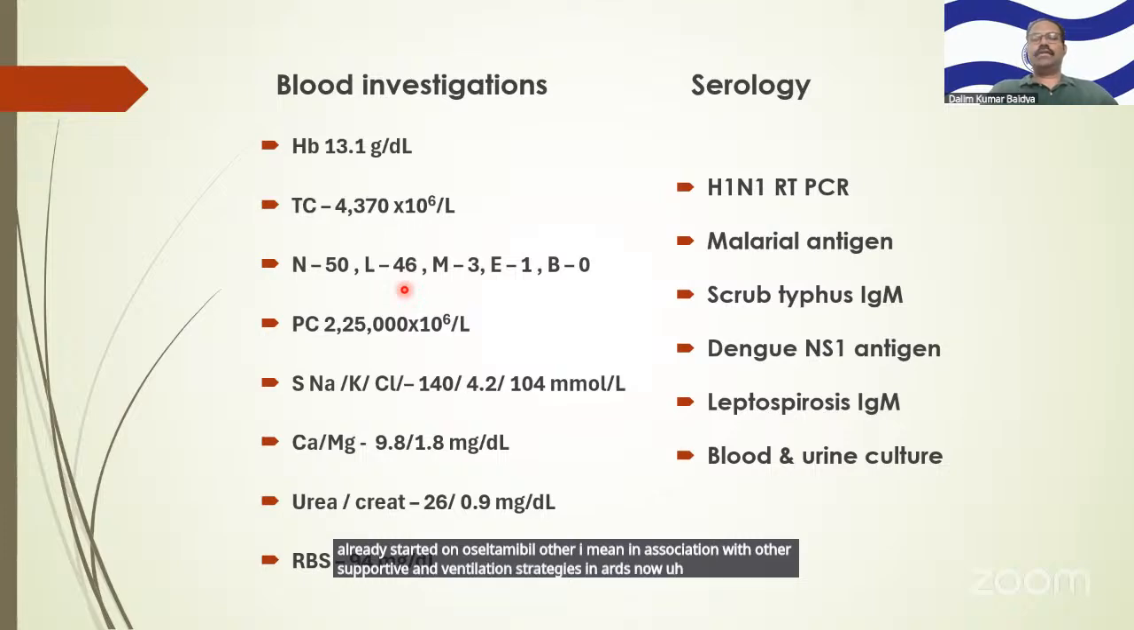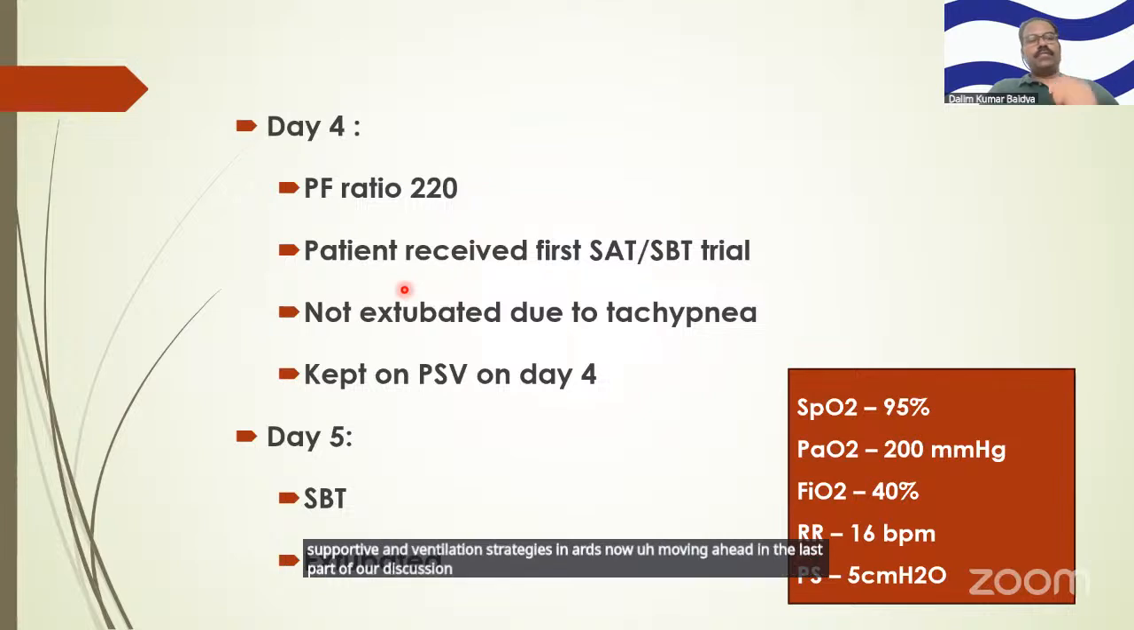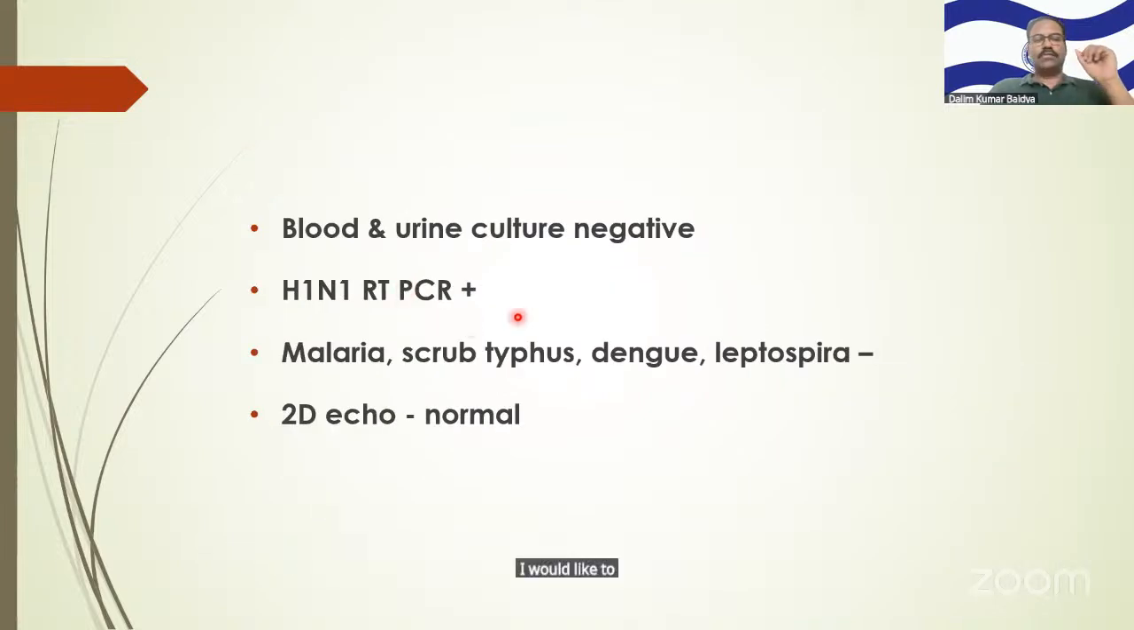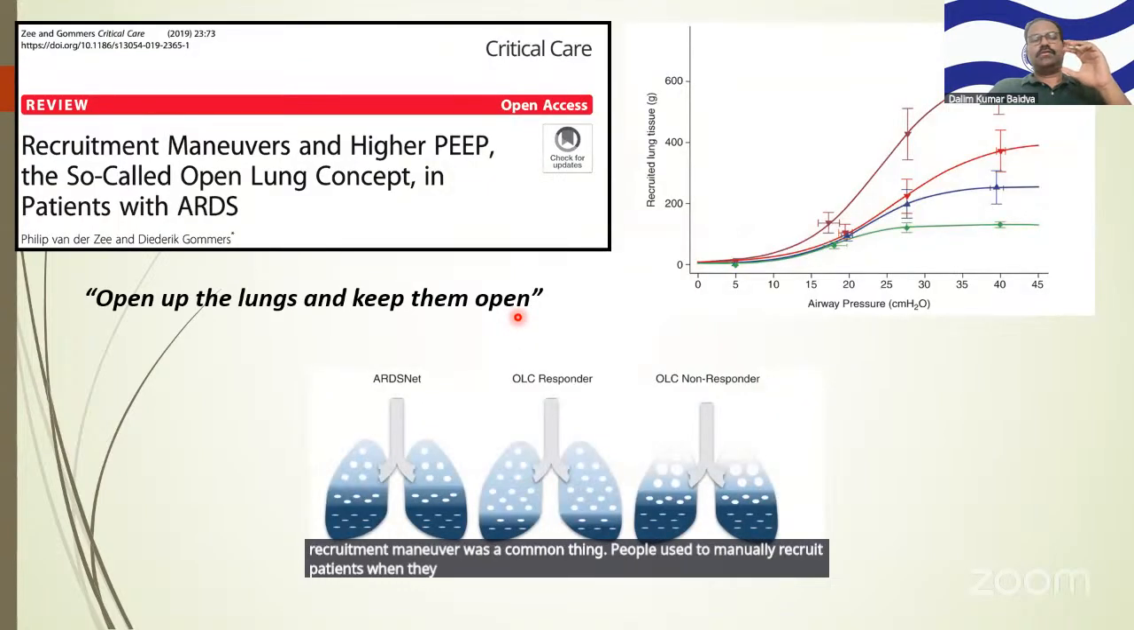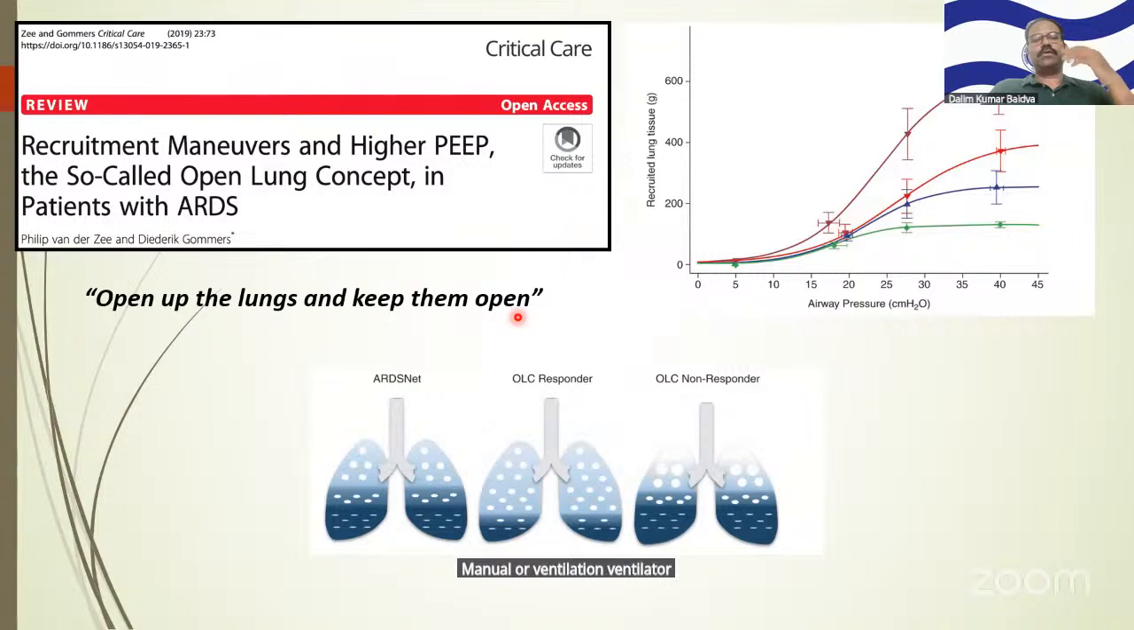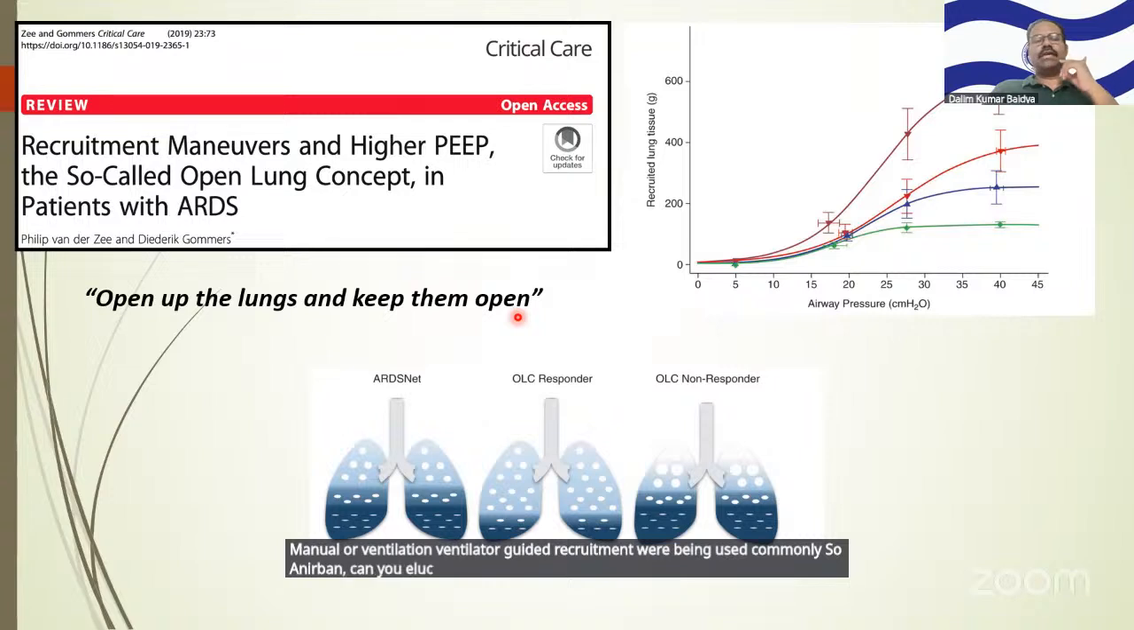Now, moving ahead in the last part of our discussion, I would like to highlight one important aspect. Previously in ARDS patients, recruitment maneuver was a common thing. People used to manually recruit patients when they used to intubate, or intermittently also in the face of a hypoxemia, particularly relative hypoxemia, when prone was not commonly being used. Manual or ventilator guided recruitment were being used commonly. So, Anirban, can you elucidate further on this and relative harms and benefits of recruitment maneuver in ARDS patients?